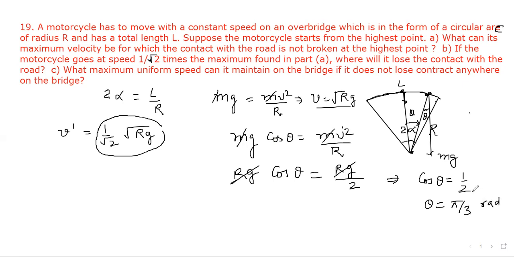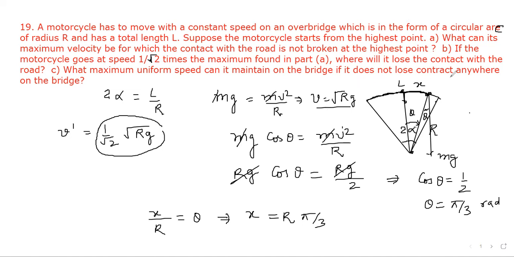Now, distance covered from the midpoint. If we want to find out this distance where the motorcycle loses contact, suppose this is x. So x upon r is equal to theta. So x we have to find out: r theta, and theta is pi by 3. So this is our answer.